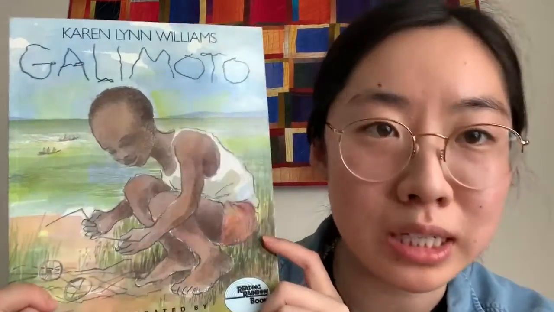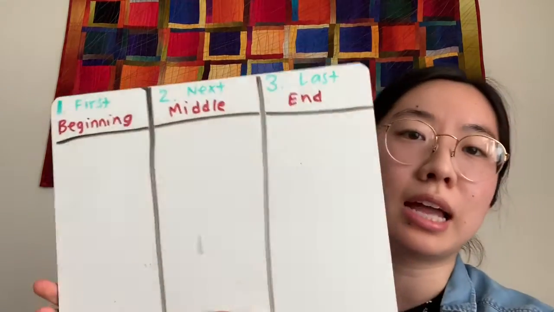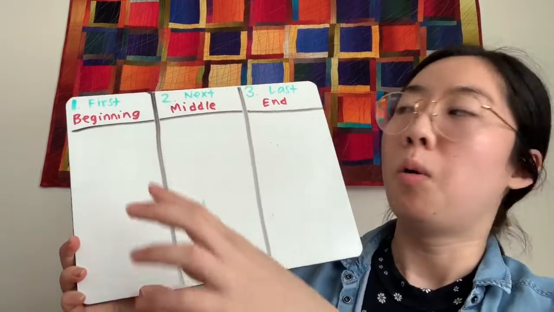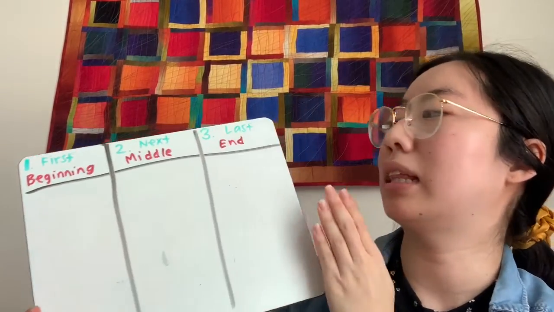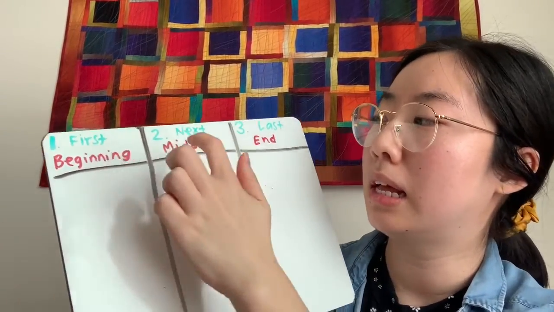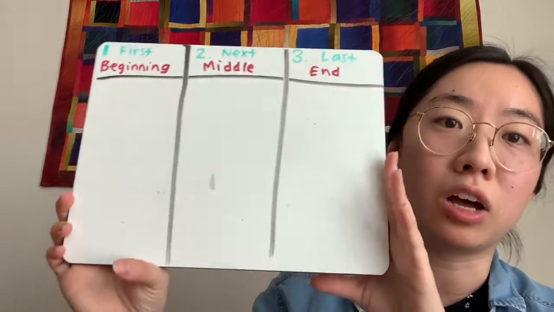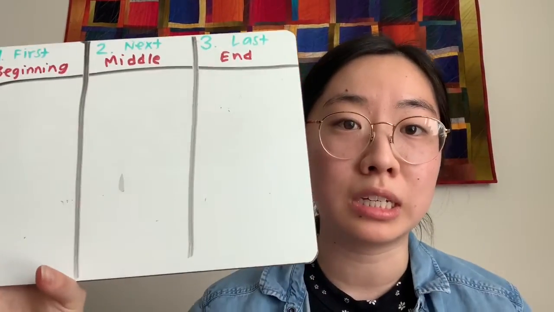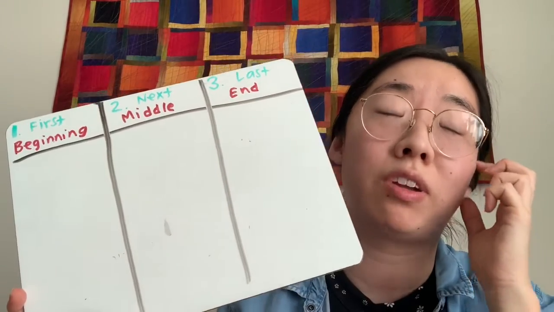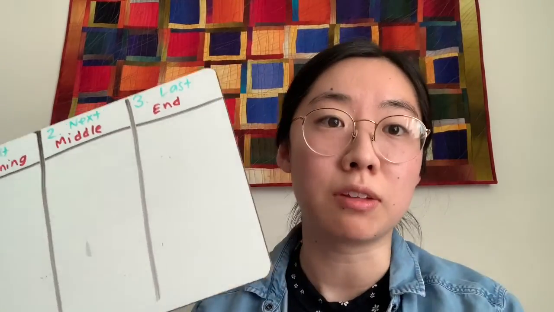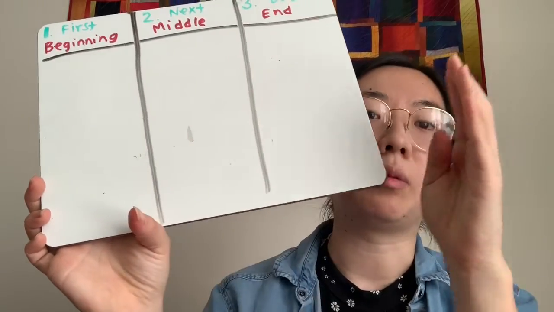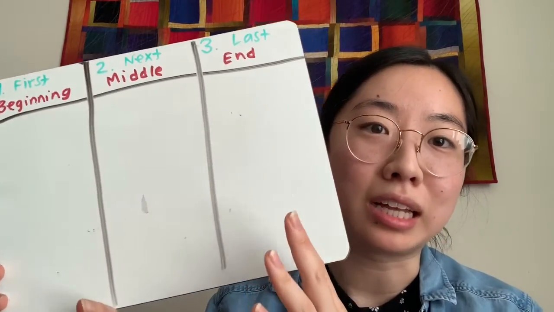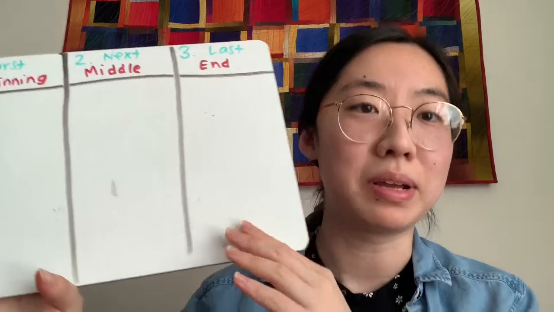Now, as we read today's story, we're really going to focus and use our brains to help figure out what happens first, next, and then last in the beginning, middle, and end of the story. So after we read today, you're going to help me draw some pictures and figure out what happened first in the very beginning of the story, what happened in the middle of the story, and then what happened at the very last part of the story. All right, so let's get started.